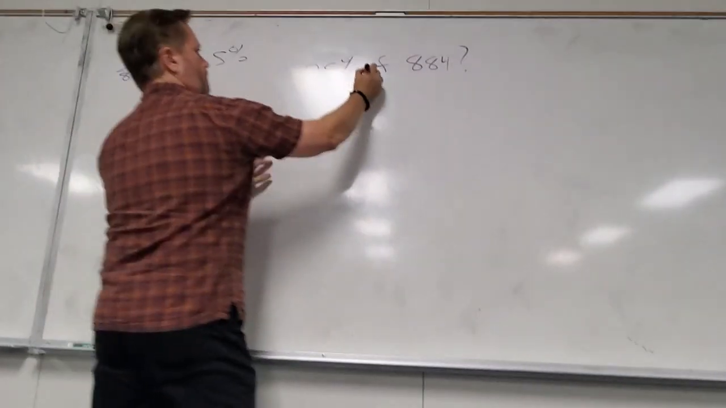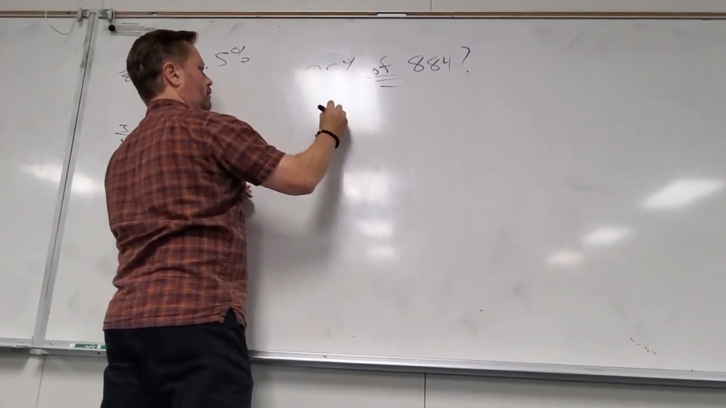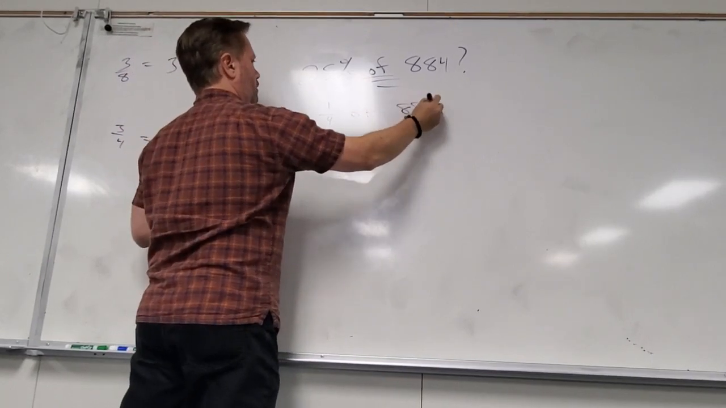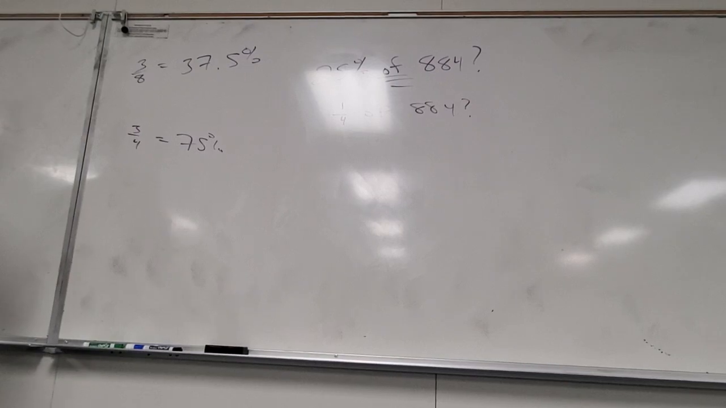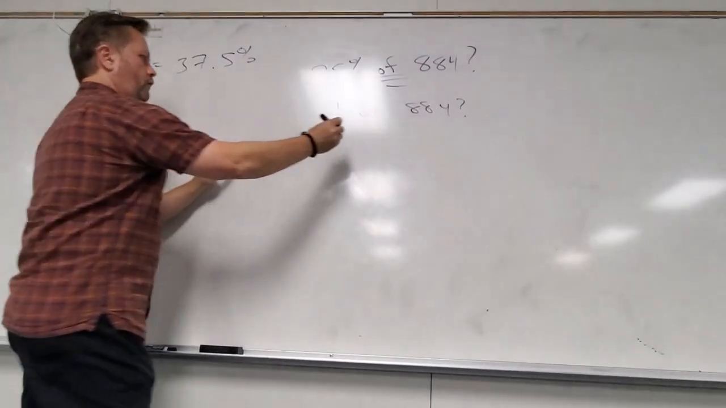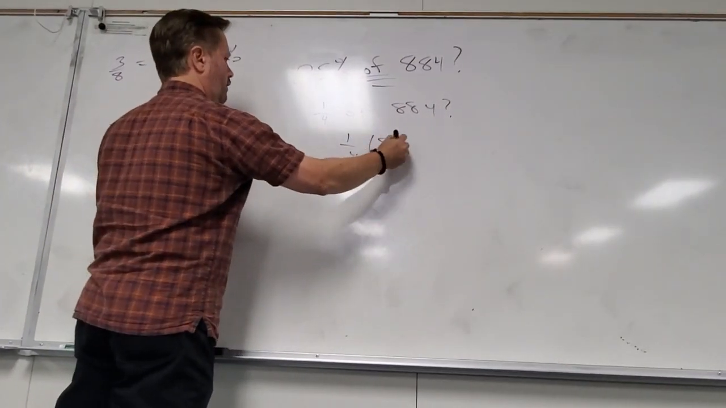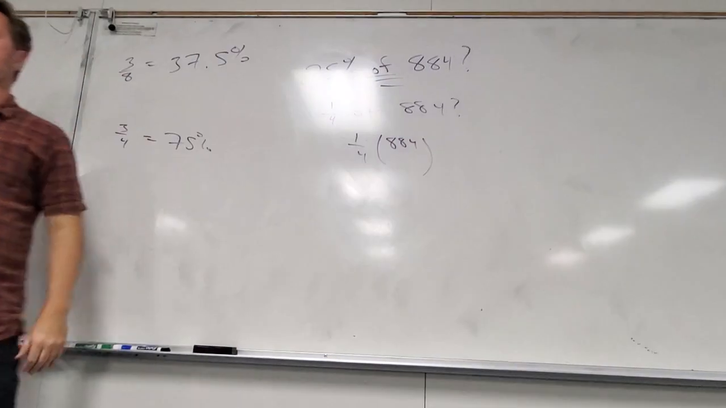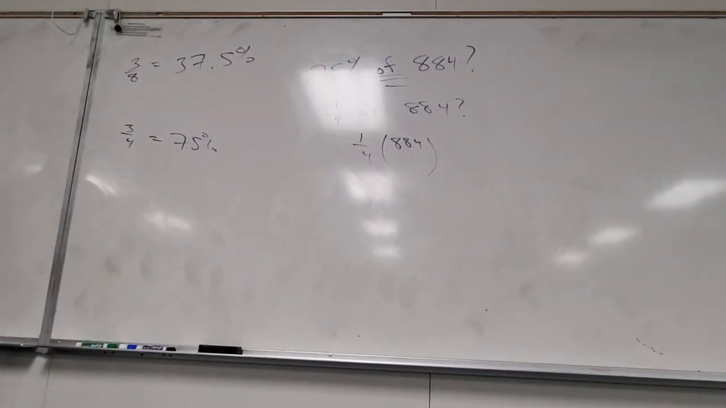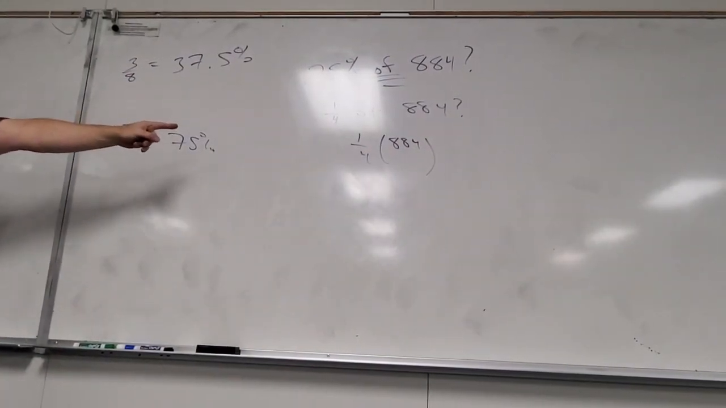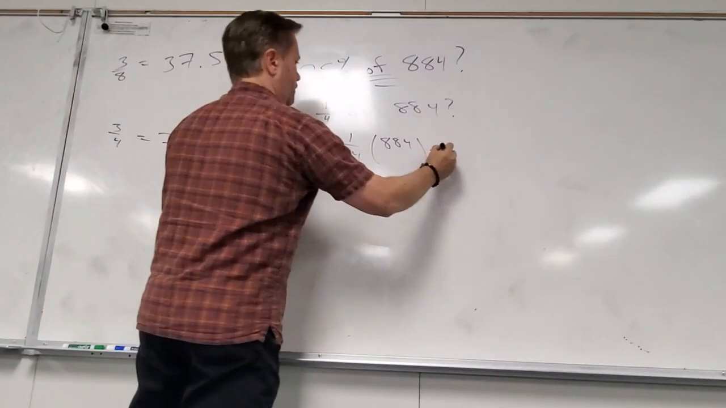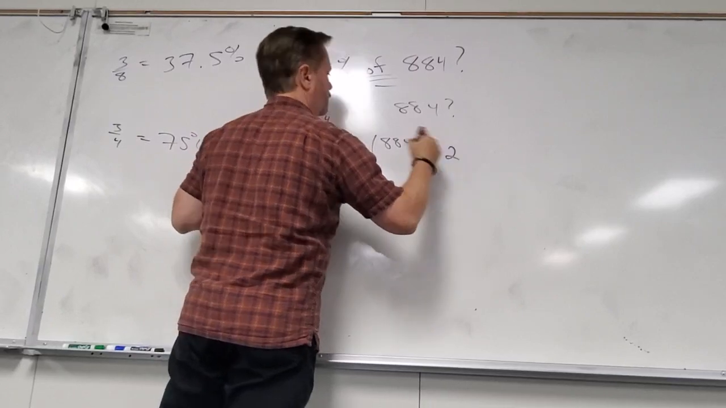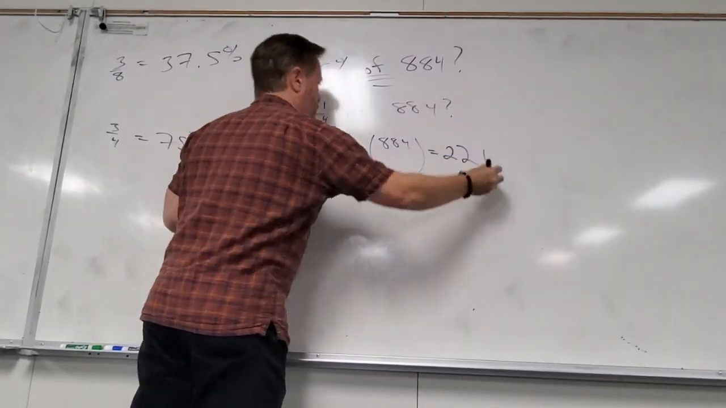By the way, what does of mean here? Good. So how do you do 1/4 of 884? That's 1/4 times 884. And then what happens that's really nice? 4 goes in even. What's 4 goes in 8? Twice. 4 goes in 8 twice. 4 goes in 4 once. Done.